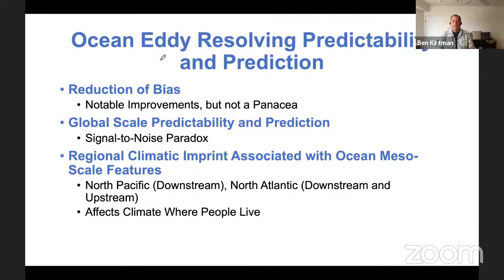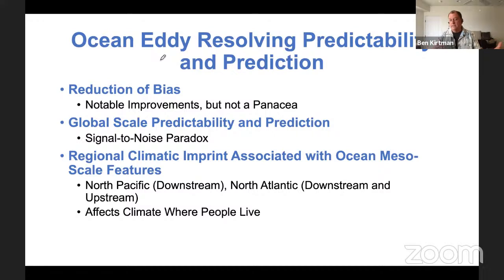But anyways, I'll finish up here. There is a reduction in the bias, but it's definitely not a panacea. We wish we could generate these long simulations with the high resolution model so rapidly, so we could exercise some of the tuning that we've always done with this more modest resolution version. So there's a lot of work that needs to be done.